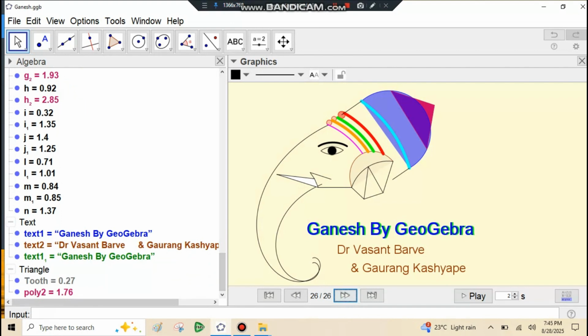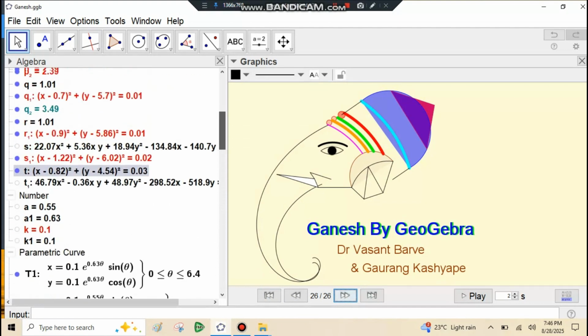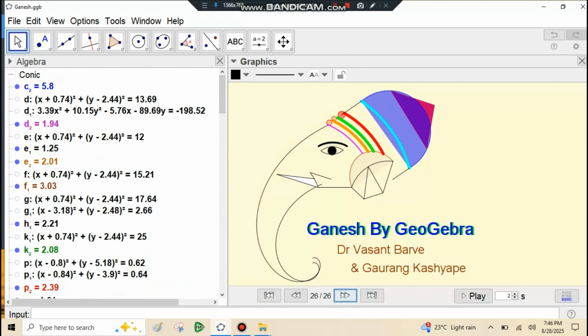Please note, last are these 2 triangles, making a tooth here and then part of this particular thing. Okay. So this is how the Ganesh is made with such huge data. I hope you like this particular picture.